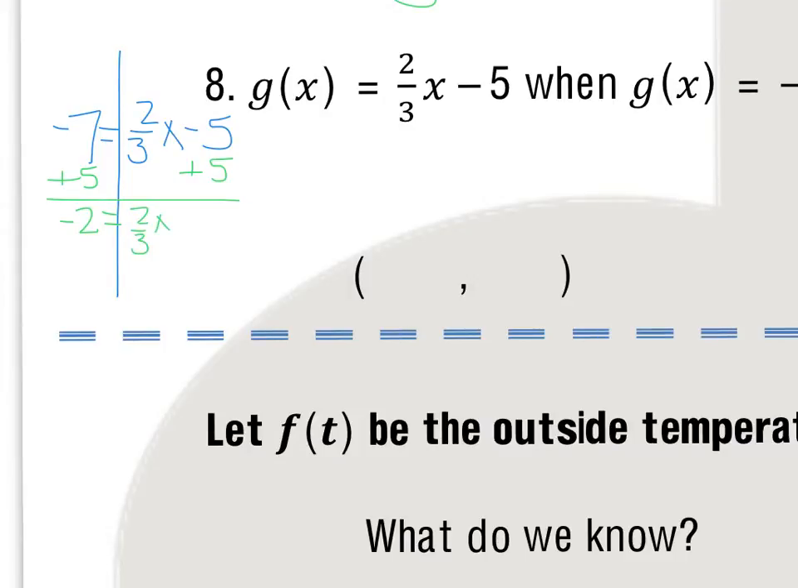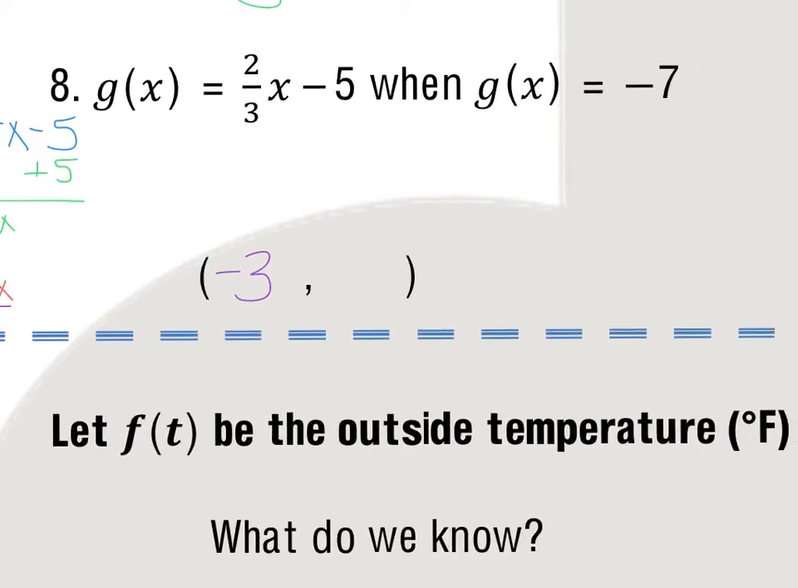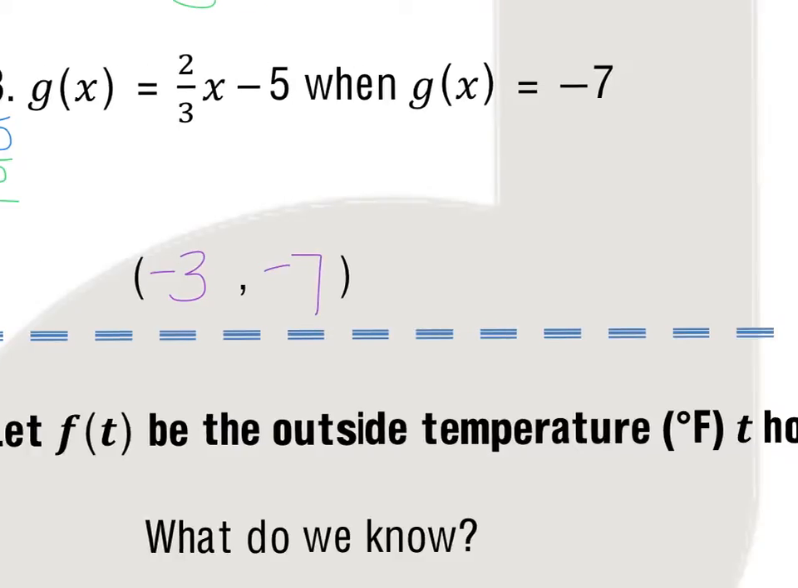I'm going to set this up as a proportion because it'll make our life a little bit easier. So we're going to cross multiply. 3 times negative 2 is negative 6. 1 times 2 is 2x. And then to get x by itself, all I have to do is divide both sides by 2. So x equals negative 3. So a lot of work, but it's okay. We were able to do it. So it tells us x is negative 3, and originally they told us g of x, which was negative 7, so y is negative 7.